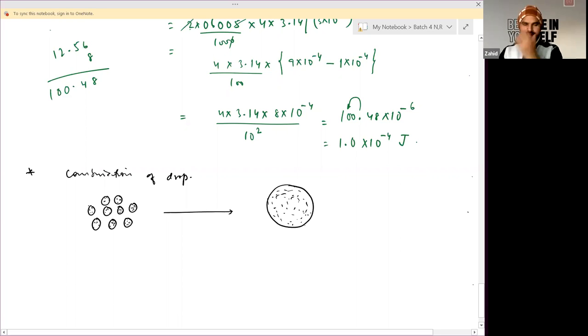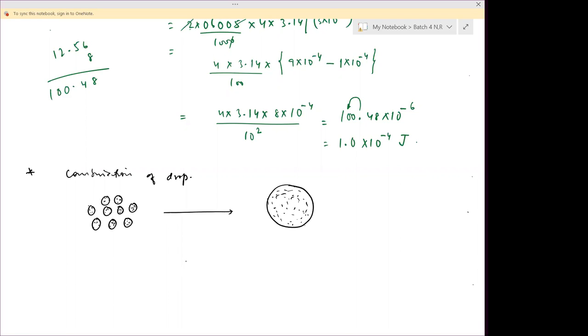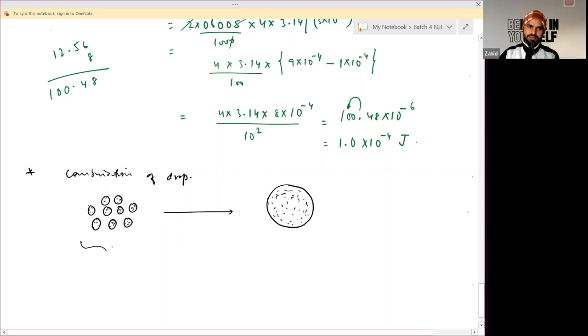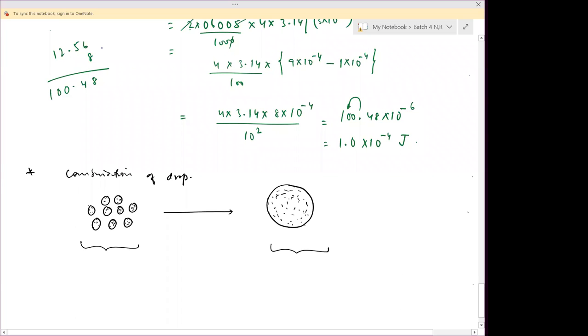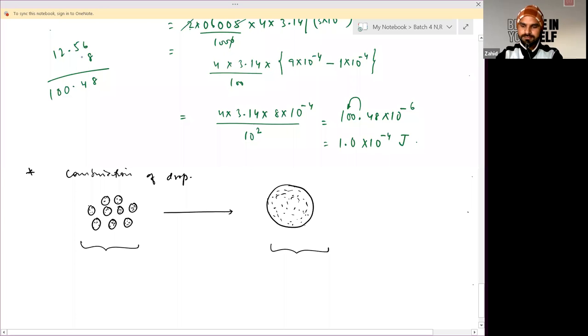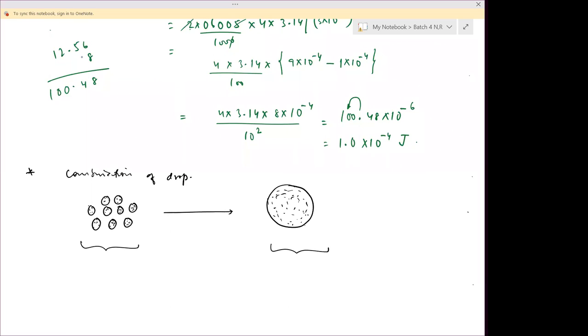So Minashi, can you tell me in which of these two diagrams surface area will be more, smaller drop or larger drop? Yes, sir. In which of these two, smaller drop or larger drop, surface area will be more? Larger one. Okay, larger one. Raza? Etisham? Smaller one, right? Okay.